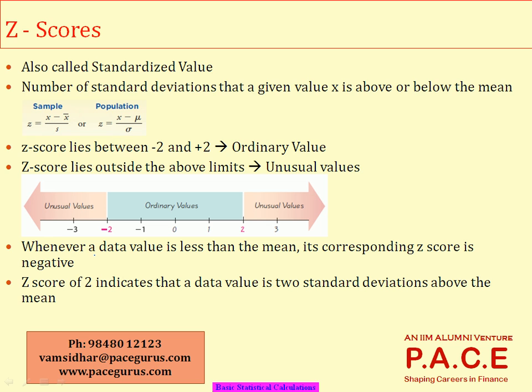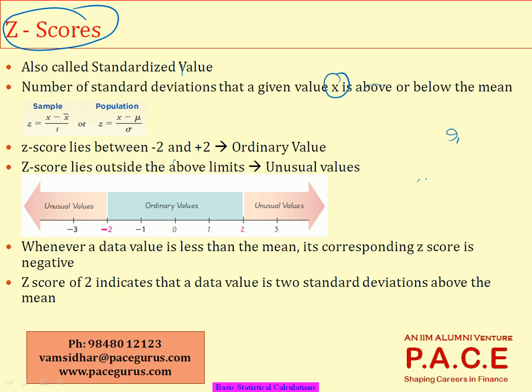Then one more aspect we need to be comfortable with in this context is the standardized value of a data. The standardized value of a data is nothing but the z-score, very commonly used. What we are doing as a part of the z-score is, for any particular value x, this score will give me by how many standard deviations it is above or below the mean.